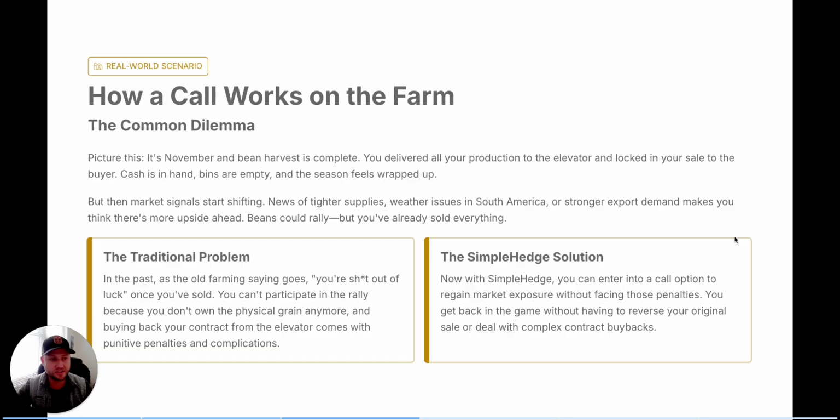easily and accessibly enter into a call option to regain market exposure without having to face those punitive penalties of trying to buy back in or trying to buy physical grain from a neighbor or someone else. You can get back in the game without having to reverse your original sale and deal with the complexities of a contract buyback, which, once you've sold it and delivered, or even delivered part of it, is very unlikely.